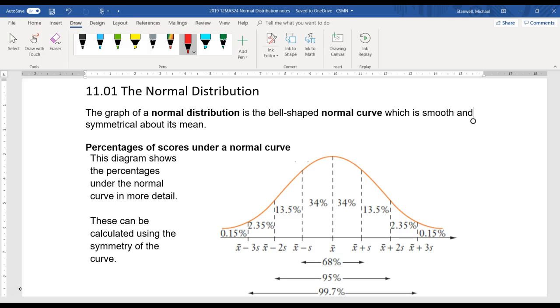I could work out this number from that. If all of this is 95 and this part is 68, then if I take 68 away from 95, I'm left with 27. Because it's symmetrical, half of 27 over here is 13.5, and the other 13.5 falls over here. So that's where the 13.5 comes from.